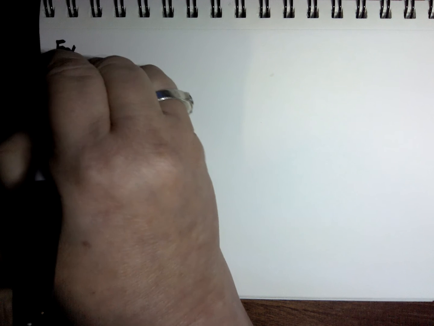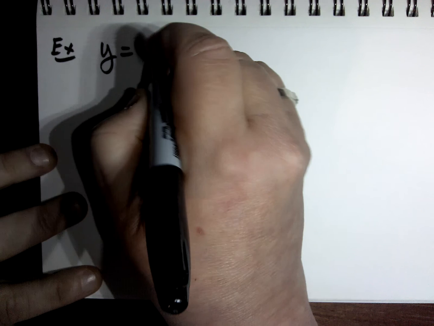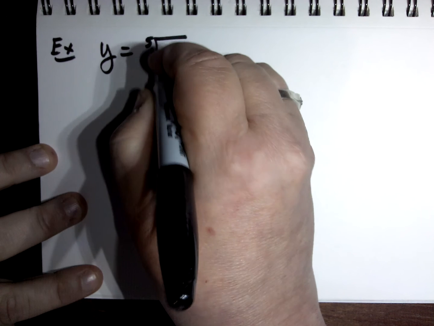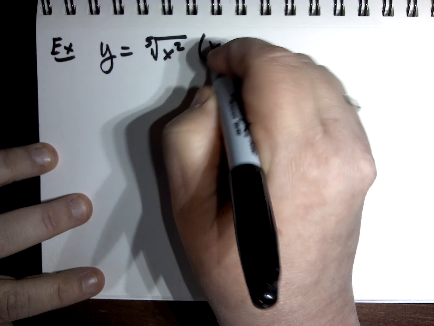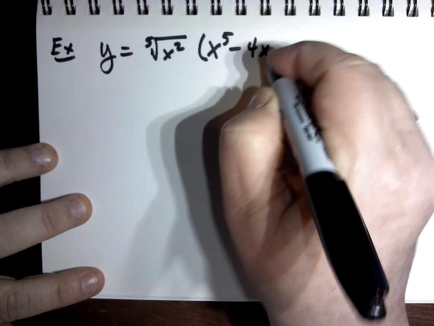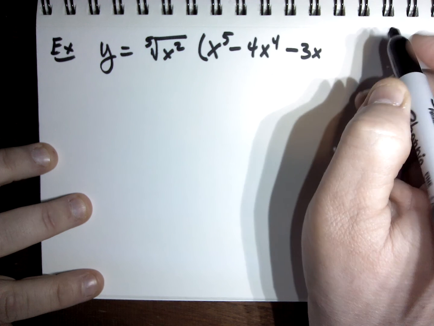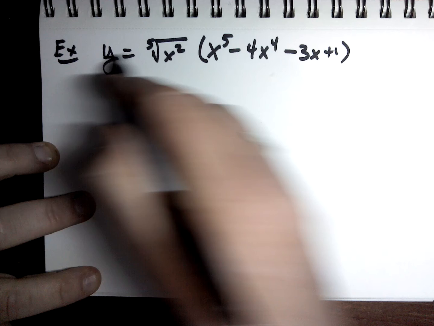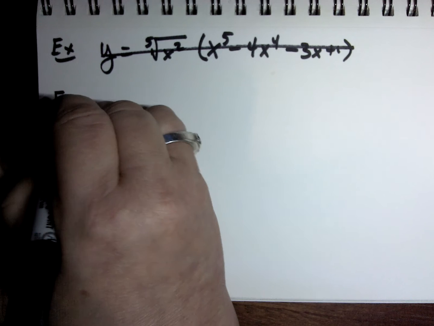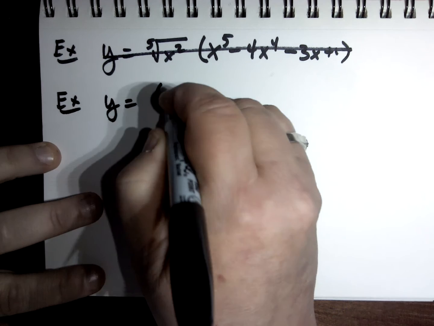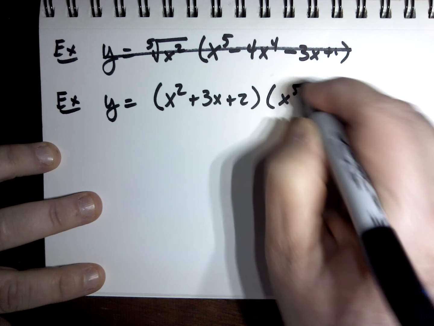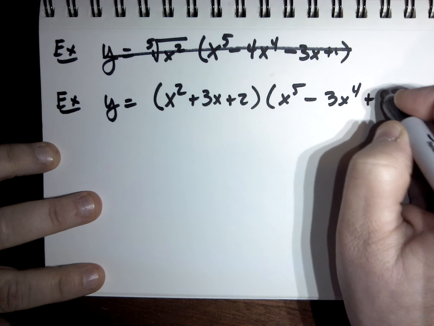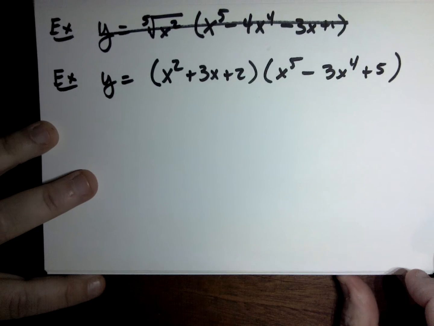Okay. Let's try another one. You know what, this would be easier if I just ran it through, so that's not a good example. Let's try another one. Yeah, that's gross enough. I really don't want to multiply it out.